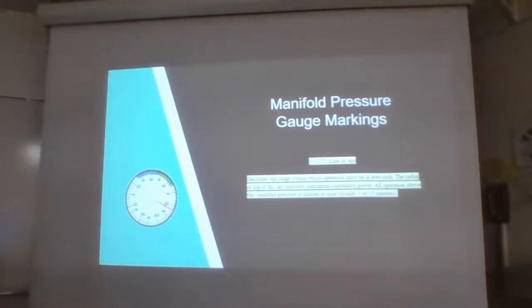The radial or top of this arc indicates maximum continuous power. All operation above this manifold pressure is limited in time, usually 5 or 15 minutes. So these are going to be your maximum and minimum guidelines for a certain set of fuel mixture conditions. Keep that in mind, because we want to know what these things mean when we see an instrument.